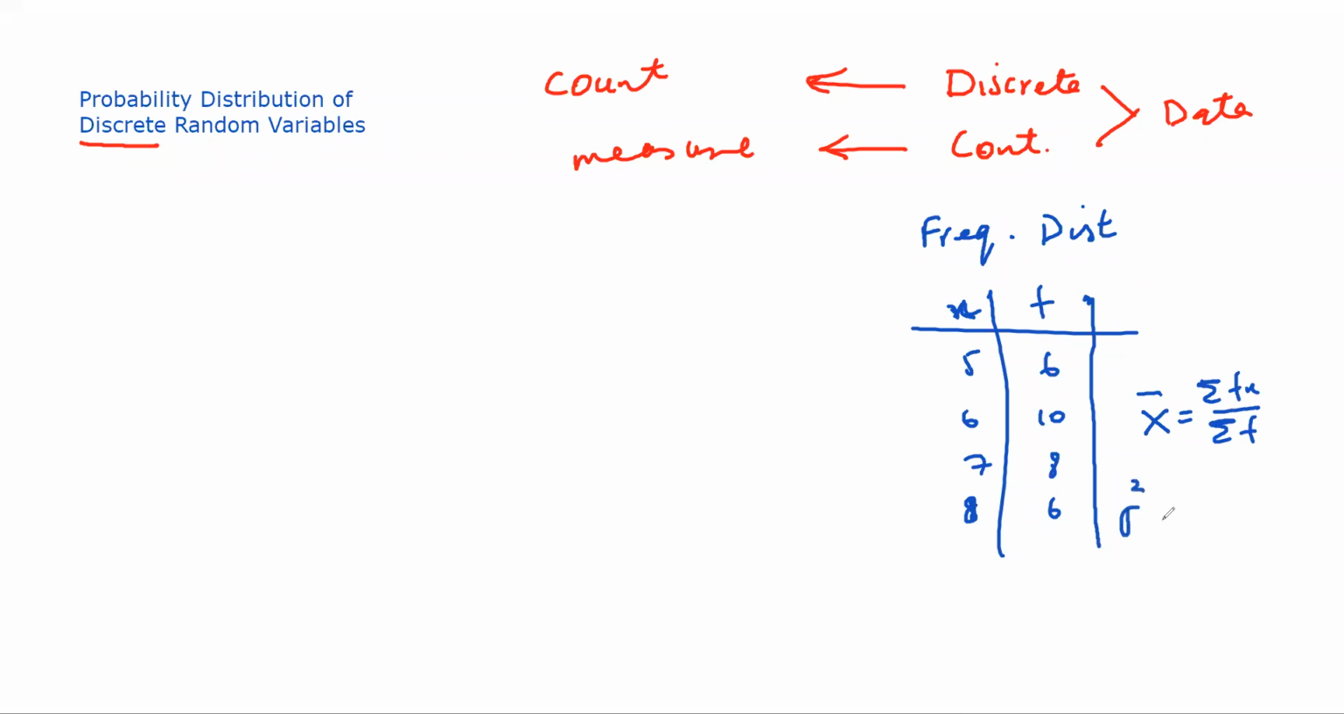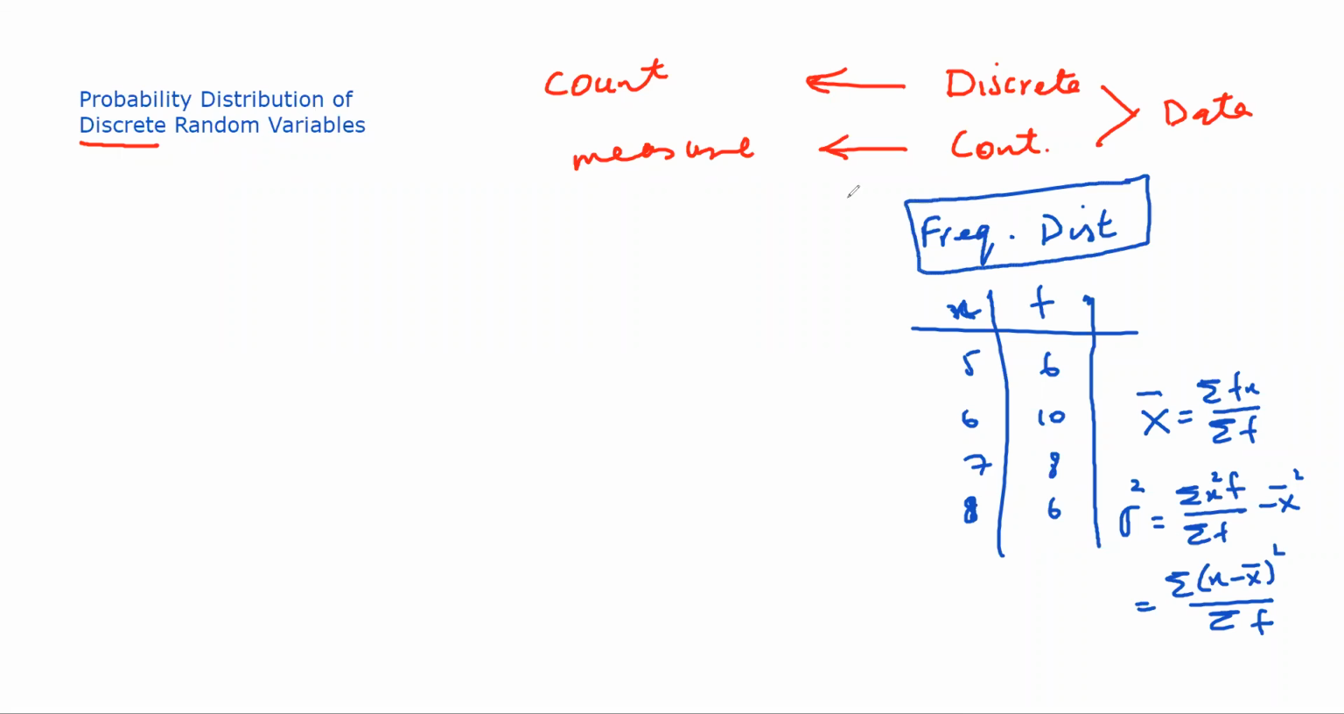I'll be just writing the formula for the variance because I'll be talking about the variance in this probability distribution, okay? The variance formula was sigma fx square over sigma f minus mean square. That is the formula we use mostly. There was another formula that was sigma f times x minus the mean whole square over sigma f. So this is what you people already know, this is the frequency distribution. Now I will be relating the probability distribution with this.